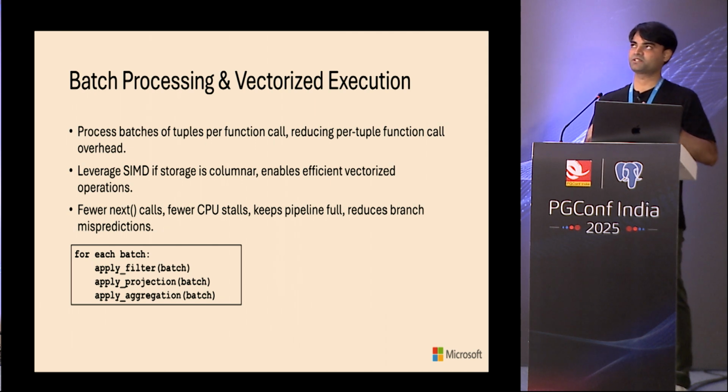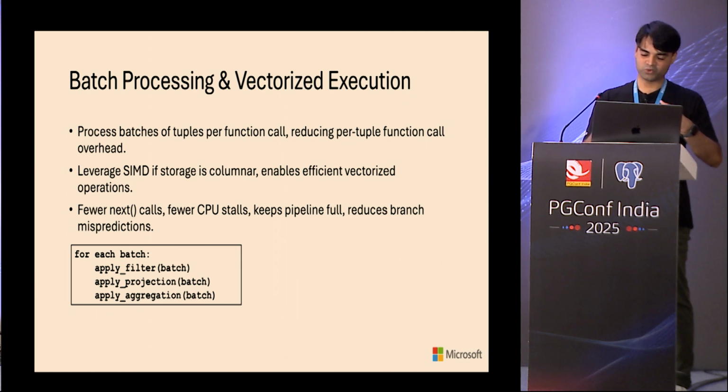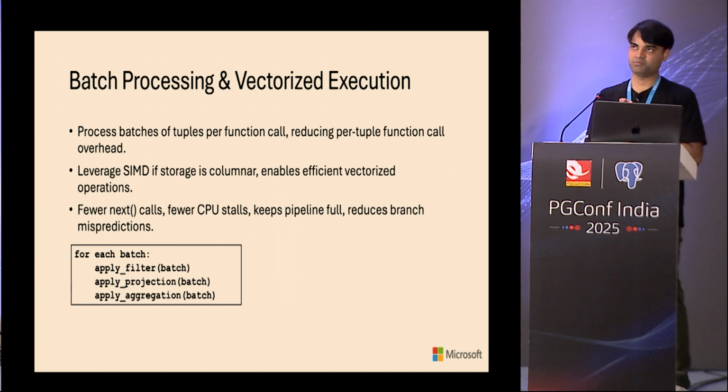The next thing we would like to do is batch processing. So the Volcano model is tuple at a time. You start at the top, you go to the bottom, and you've spent all that time just working on one tuple, right? Batch processing is when you make Postgres work with a batch of tuples, a set of tuples, not just one tuple. You are going from function to function, but doing it for a set of tuples, so the cost is amortized across tuples.